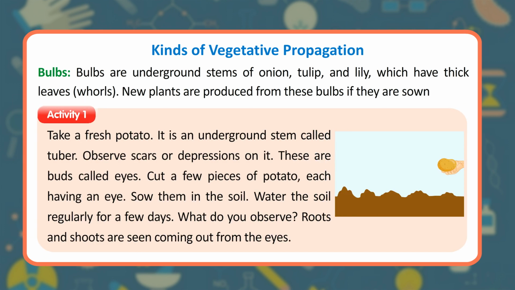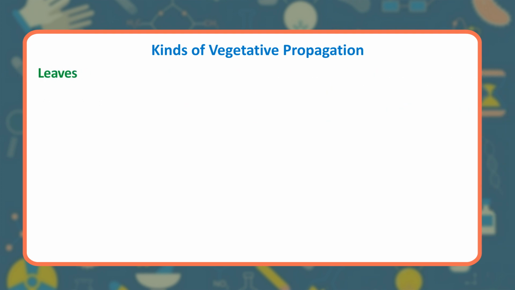Activity. Take a fresh potato. It is an underground stem called tuber. Observe scars or depressions on it. These are buds called eyes. Cut a few pieces of potato, each having an eye. Sow them in the soil. Water the soil regularly for a few days. What do you observe? Roots and shoots are seen coming out from the eyes.